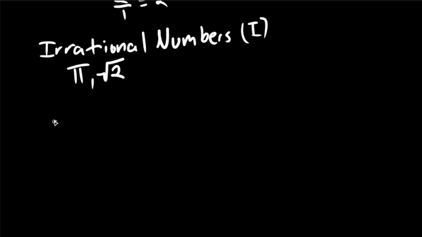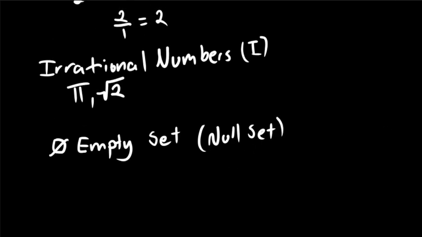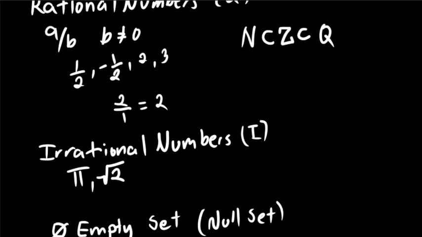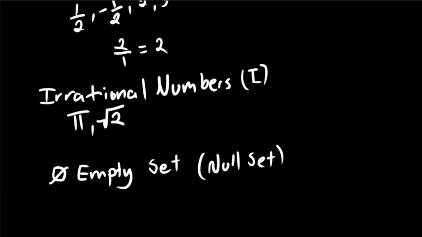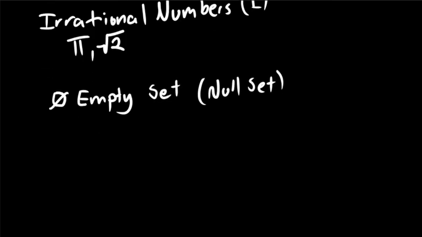So the set that does not contain any element is called the empty set, which is the intersection between the set of rational numbers and irrational numbers. So the empty set, also called the null set, is the set that does not contain any elements because it exists on the overlap of the set of rational and irrational numbers. And in the overlap, no number can exist because of said case.